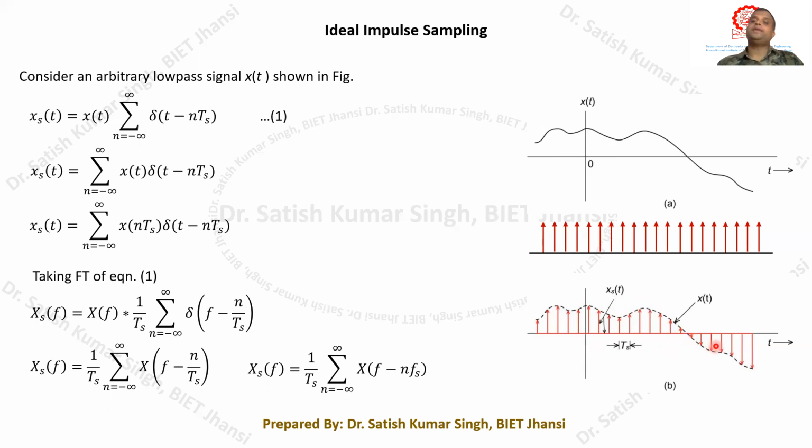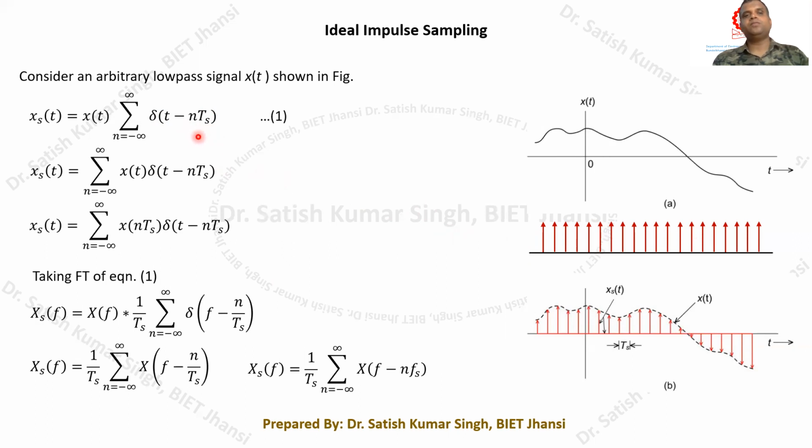So how it can be represented mathematically, that we have to see. Basically this x(t) has to be multiplied with the ideal impulse train. The impulse train can be represented by this particular equation: the sum from n equals minus infinity to infinity of delta functions, because they are impulses, delta of t minus nTs.